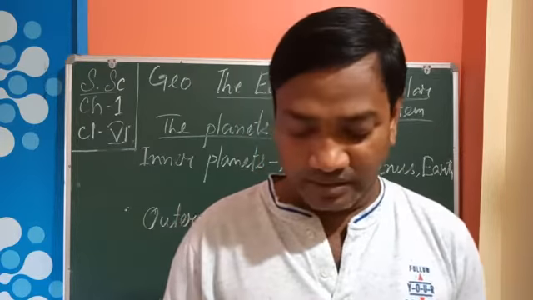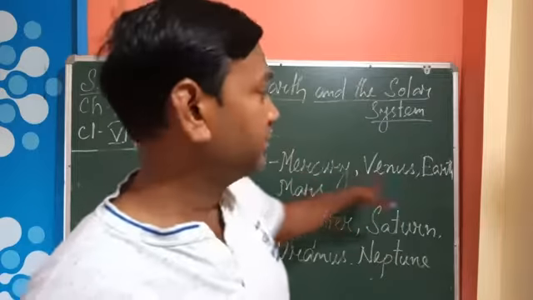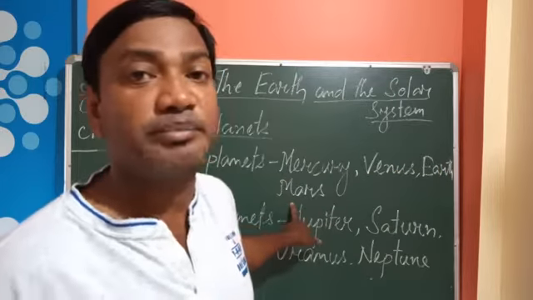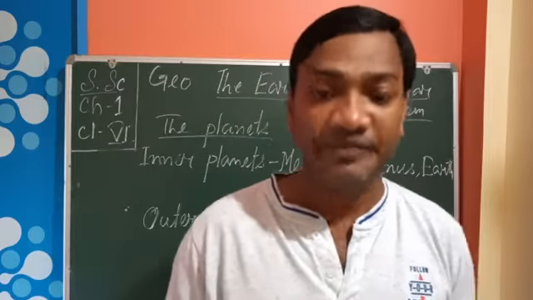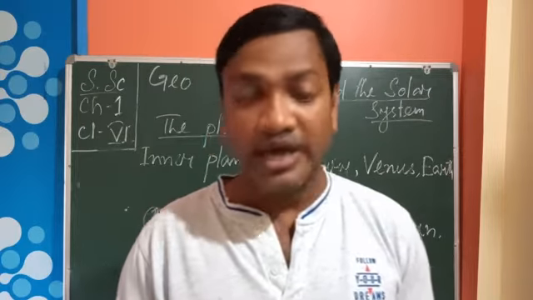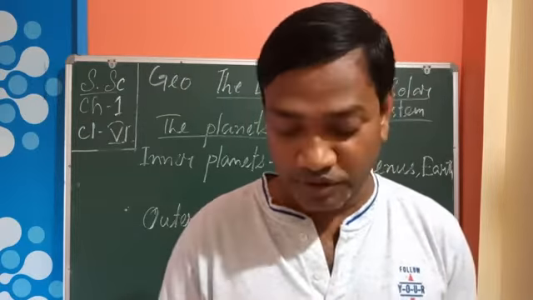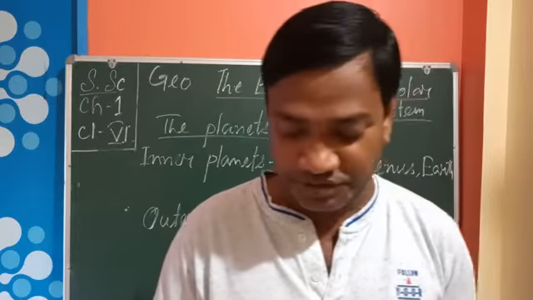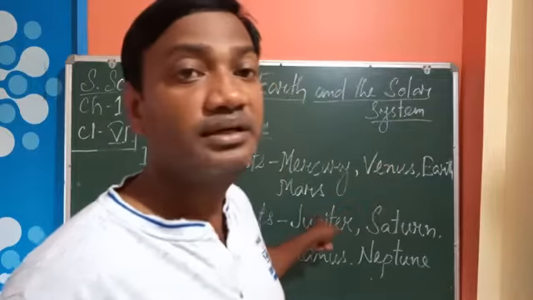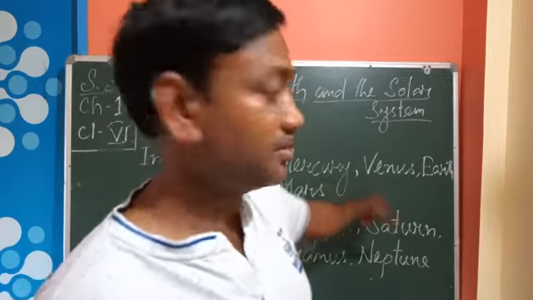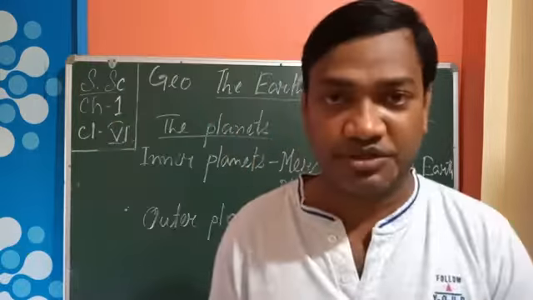and they are made up of rocks. So these 4 planets, Mercury, Venus, Earth and Mars, are made up of rocks, and that is why they are heavy. Because they are made of rocks, they are also called terrestrial planets, that is the Earth-like planets. These planets are like Earth only, Mercury, Venus and Mars. So that is why they are called terrestrial planets.